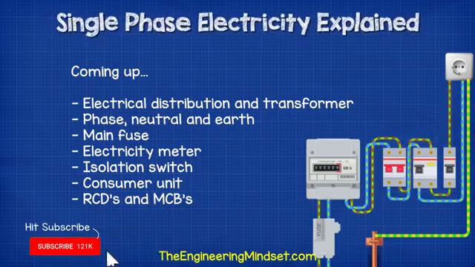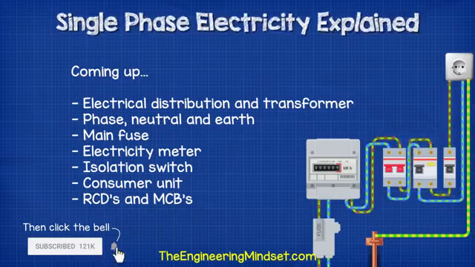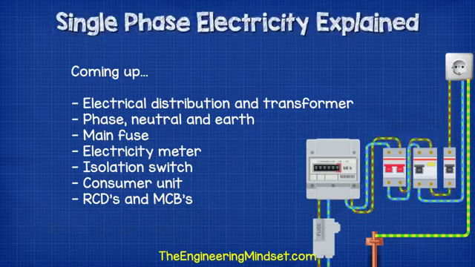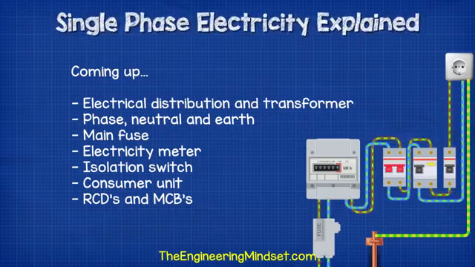In this video, we're going to be looking at a typical single-phase electricity supply into a domestic property. We're going to look at the distribution cables and transformer, the phase, neutral and earth, the main fuse, the electricity meter, the isolation switch, the consumer unit, as well as the RCDs and MCBs.